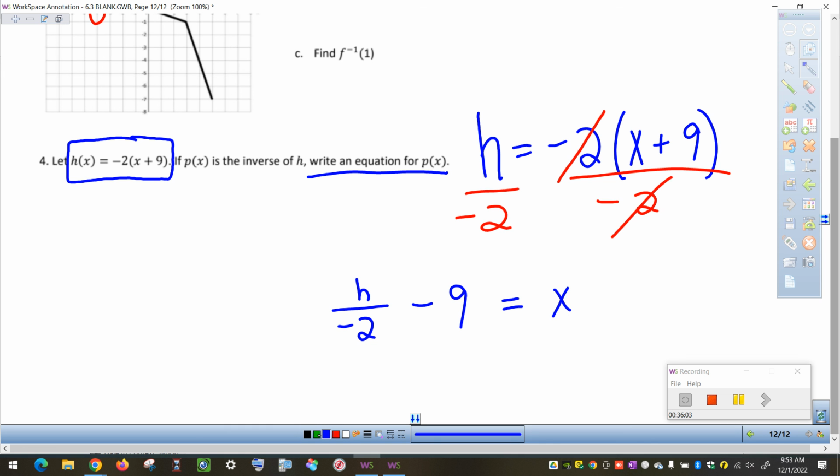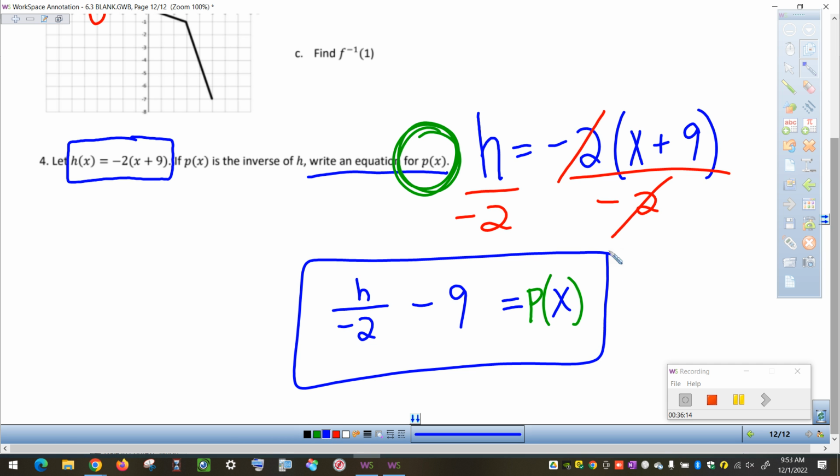Now, technically, connecting it back here to the problem, they want to define p of x to be the name that you give to the inverse. So we could actually just make it a little bit more formal, again, right at the end, like make it a p of x, but it's the same idea.